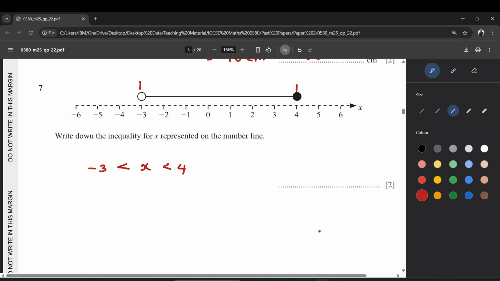Okay, but you can notice something, that this is a hollow circle. Okay, this is a hollow circle and this is a solid circle. Now, a hollow circle means that this value is not included within the inequality. Okay, it is not included within the range of values. Whereas a solid circle means that this value is included. This is inclusive. So therefore, I'm going to write here less than or equal to. So that's my answer. That x is between minus 3 and 4, where 4 is inclusive.